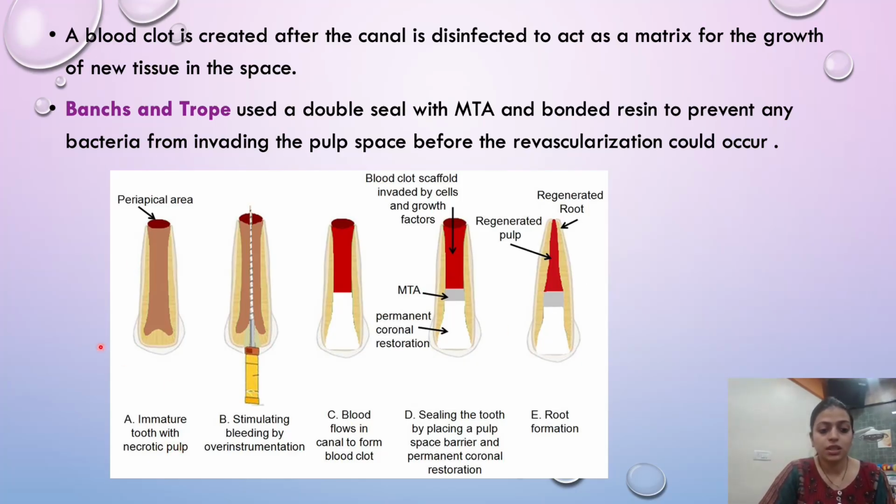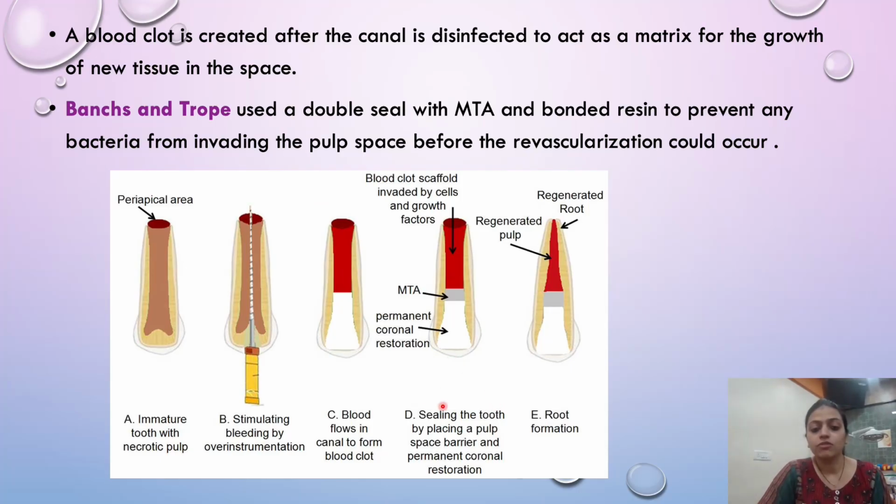Okay, so this is an immature tooth with necrotic pulp. We can see here it is an open apex. So what is done is stimulate bleeding by over instrumentation. Instrumentation is done up to the periapex to stimulate bleeding. As a result, the blood flows into the canal to form the blood clot.